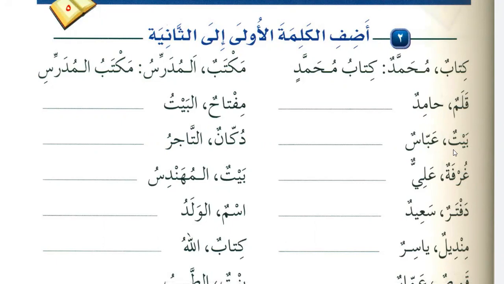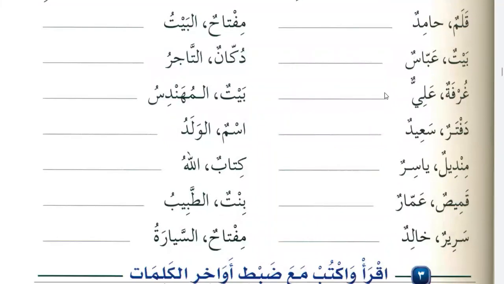Baytu Abbasin. The house of Abbas. Dukanu at-tajiri. The shop of the merchant. Ghurfatu Alijin. The room of Ali. Baytul muhandisi. The house of the engineer. Daftaru Sa'idin. The notebook of Saeed.